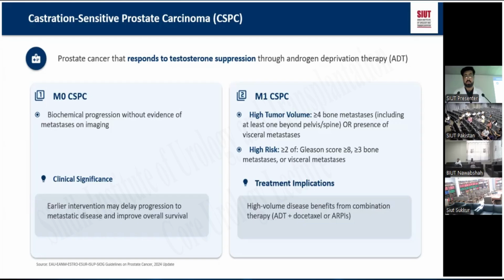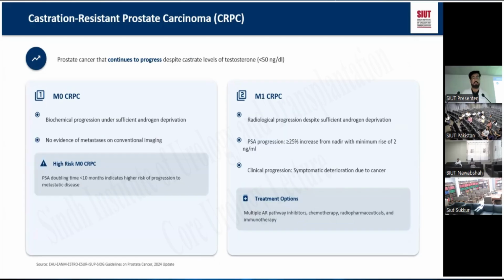androgen receptor pathway inhibitors. So hormone resistant prostate cancer, the high risk cases, the PSA doubling time is less than 10 months, and there is higher risk of progression to metastatic disease. And the metastasis is considered when there is radiological progression despite sufficient androgen deprivation. And PSA progression is more than or equal to 25% from nadir, with minimum rise of 2 nanogram per ml. Multiple androgen receptor pathway inhibitors, chemotherapy, radiopharmaceuticals, and immunotherapy are used during this.